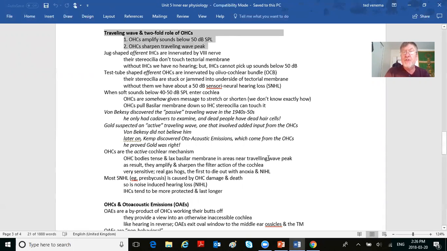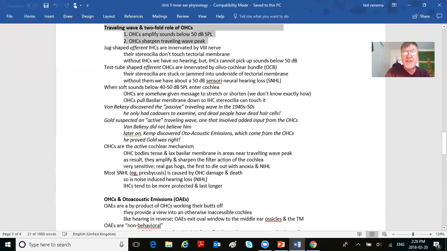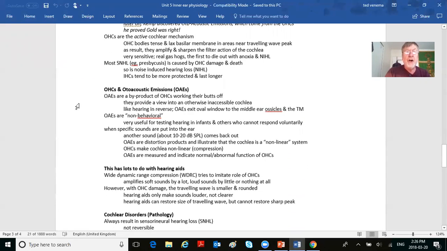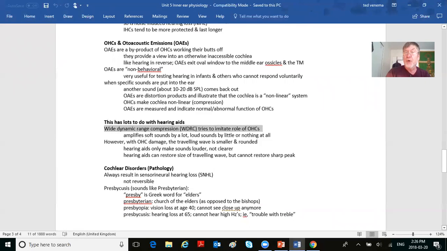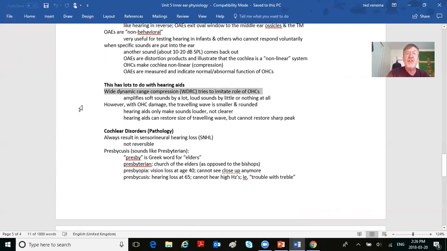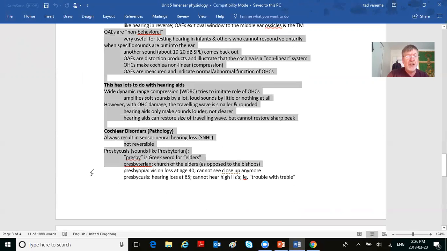Then we talked about otoacoustic emissions a little bit today. They are non-behavioral, meaning non-voluntary. They're very useful for testing hearing in infants and in people who cannot respond voluntarily. True enough, okay? We talked about wide dynamic range compression, okay? Trying to imitate the role of outer hair cells. And then we'll launch into, so I'm going to kind of start right around here next week, and then just kind of carry on toward the end of this particular unit.